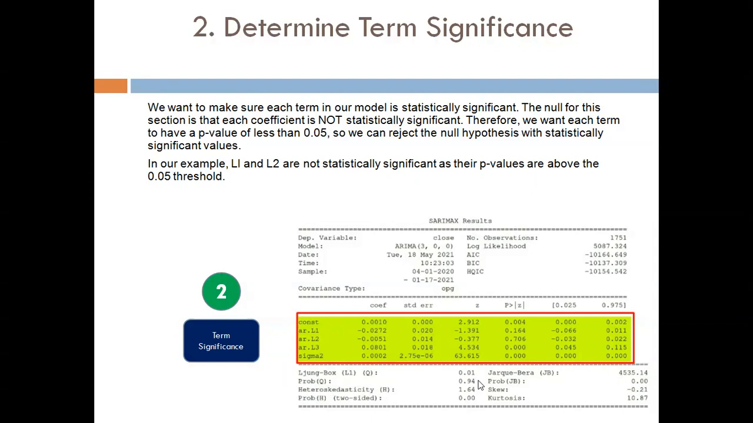In our example, you can see L1, L2, L3. If you notice the p-value, the p-value for L1 is 0.164, for L2 is 0.706. These are both more than 0.05. So we are not matching, right?